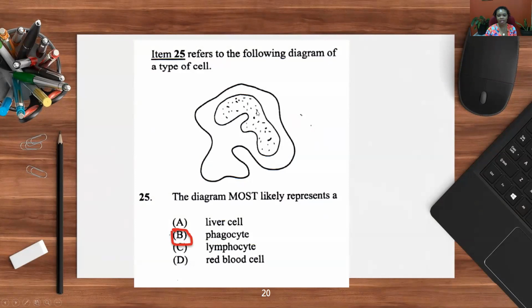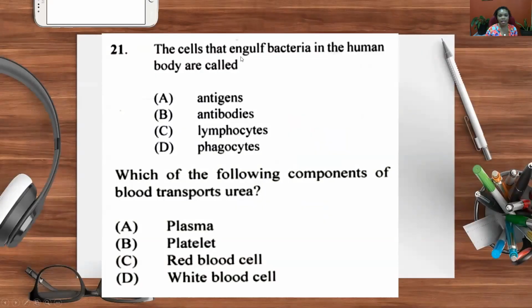Remember that for phagocyte, the shape is irregular, right? Because it needs to move about so that it can engulf bacteria. So it definitely has the shape for that. And it also has a lobed nucleus, as opposed to the lymphocyte, which is more rounded and with a large round nucleus. The cells that engulf bacteria in the human body are called phagocytes.